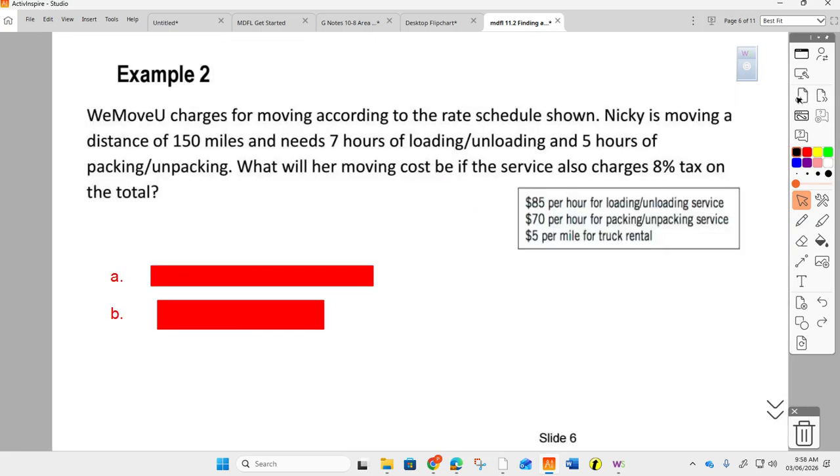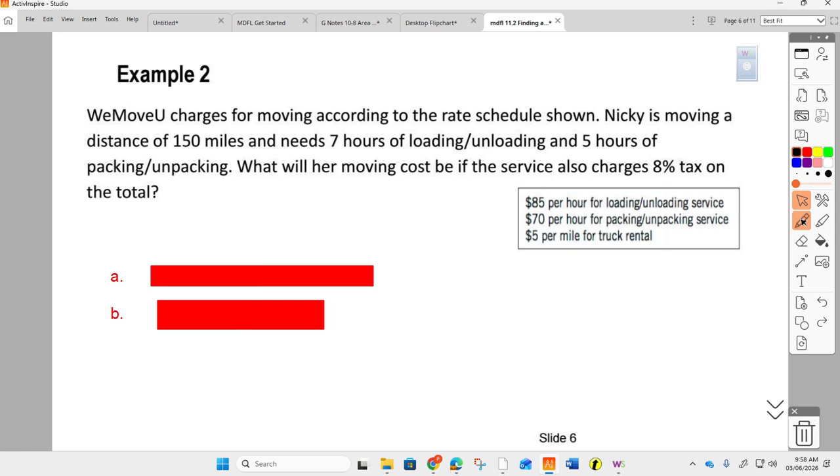We Move You charges for moving according to the rate schedule shown. Nikki is moving a distance of 150 miles and needs 7 hours of loading and unloading and 5 hours of packing and unpacking. What will her moving cost be if the service also charges 8% tax on the total?